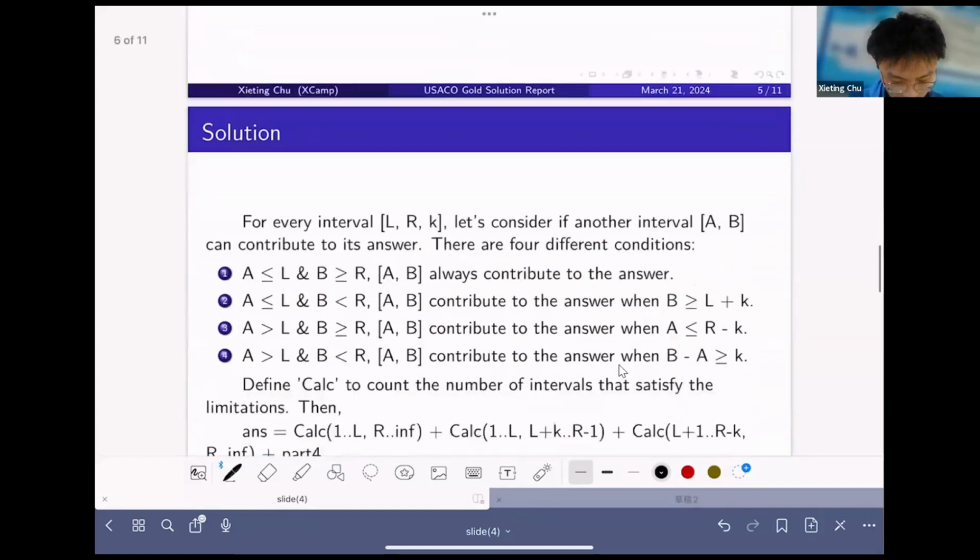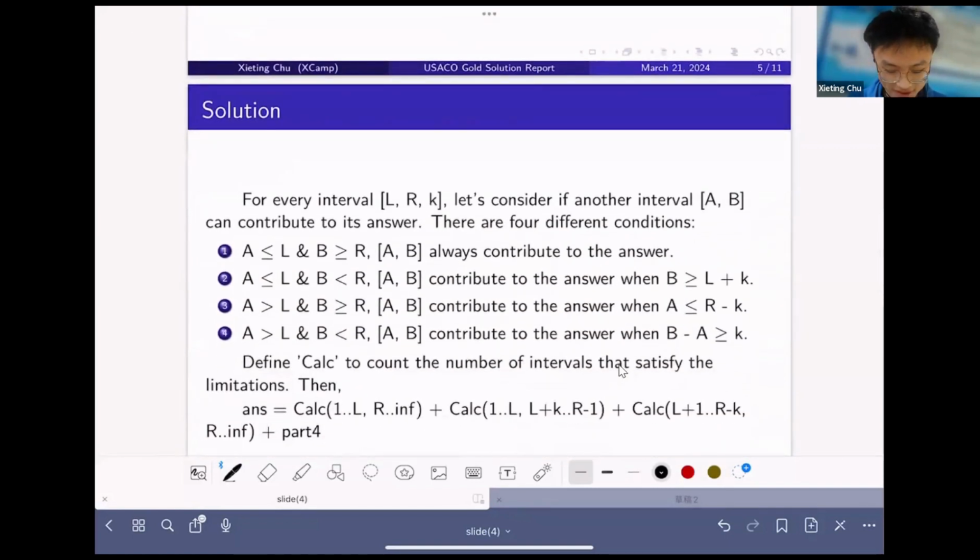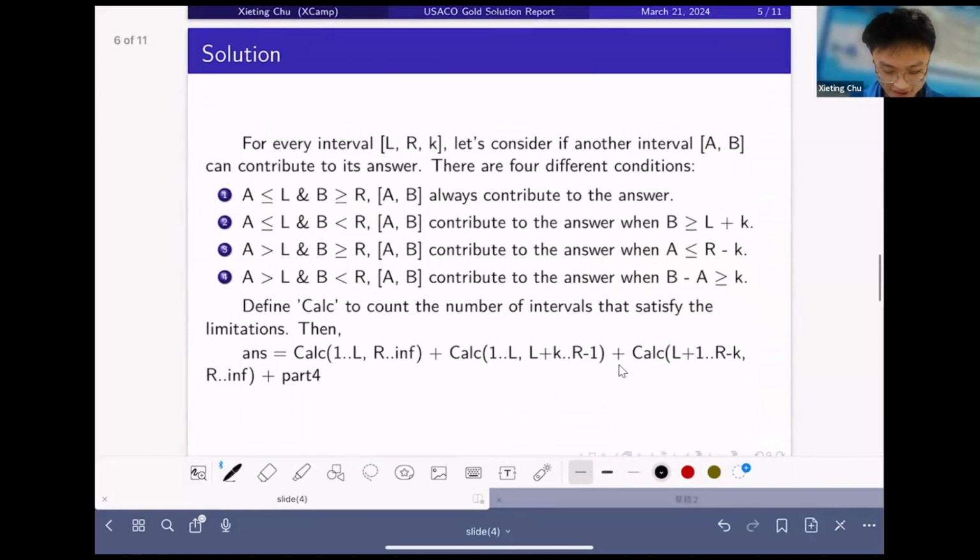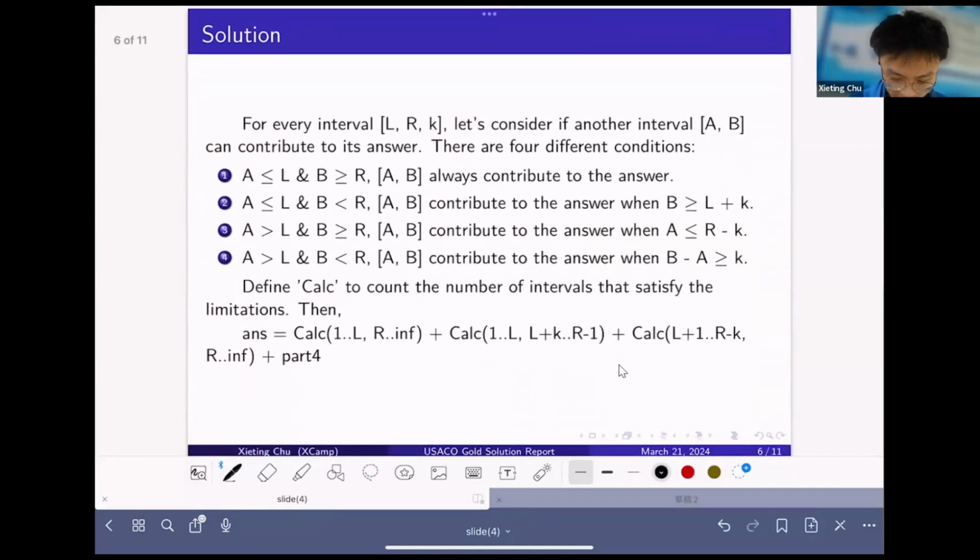So how to solve this problem? You just need to carefully go through all the conditions. There are many ways to go through each condition, but here I just introduce one. For each interval [L, R] with limitation K, let's consider whether another interval [A, B] can contribute to its answer. And there are 4 different conditions.